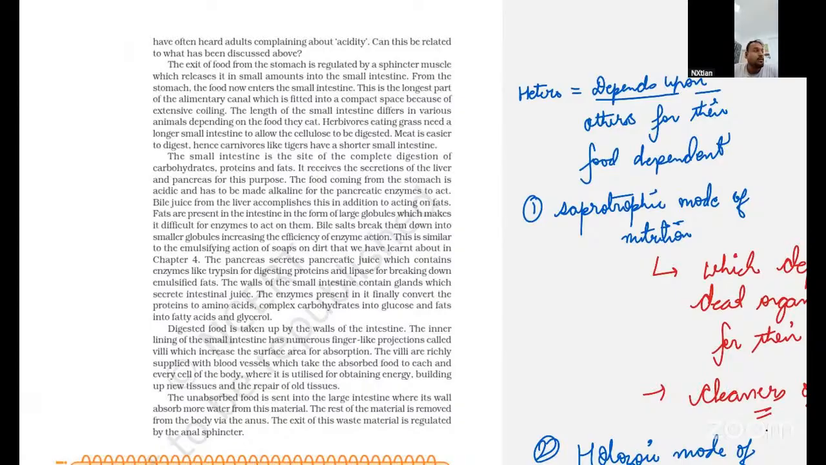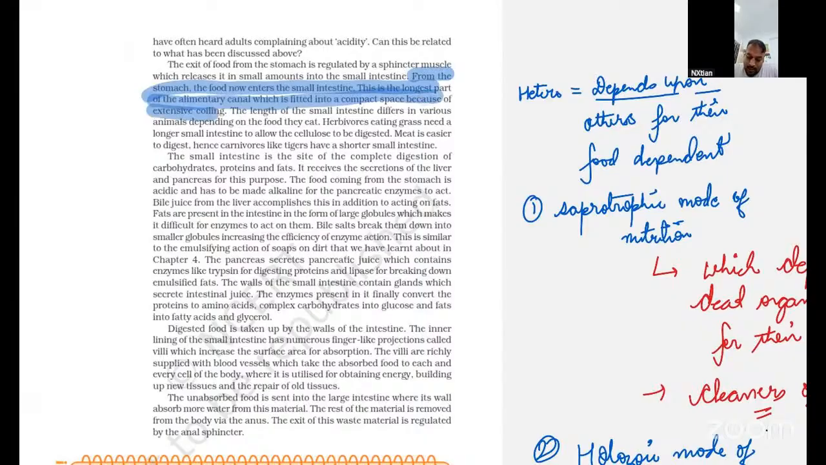Read. The exit of food from the stomach is regulated by a sphincteric muscle which releases it in small amounts into the small intestine. From the stomach, the food now enters the small intestine. This is the longest part of the alimentary canal. Underline this, longest part. Yes, in the alimentary canal, it's the longest part, which is in excessive coiling.